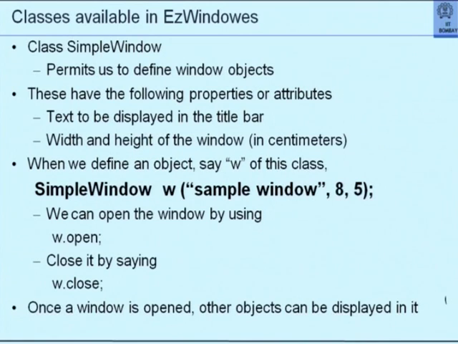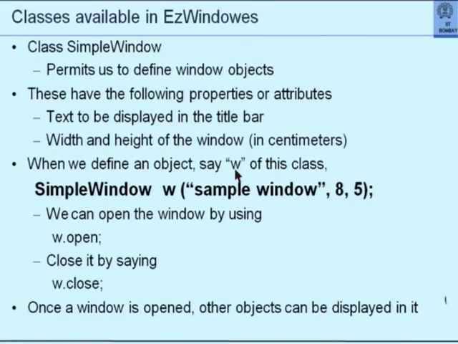So here is something that we had very briefly seen last time. EzWindows is the library name, and the major class is a simple window class. A simple window class permits us to define a window object. I can have as many windows as I want, and I can render all of those windows, keep all of them alive, and draw something in one window, something else in another window, something else in a third window, etc. Each window will be an object of the window class.